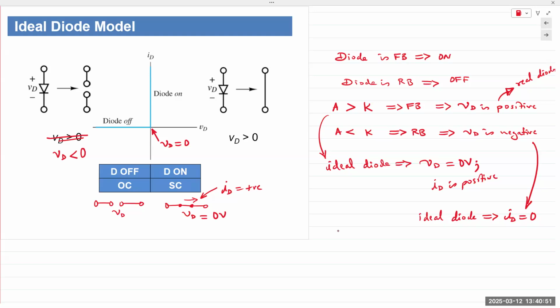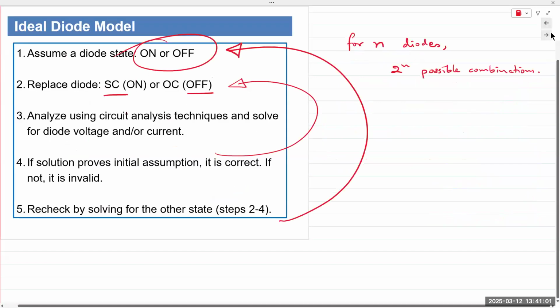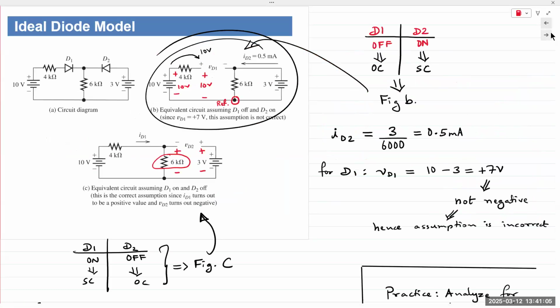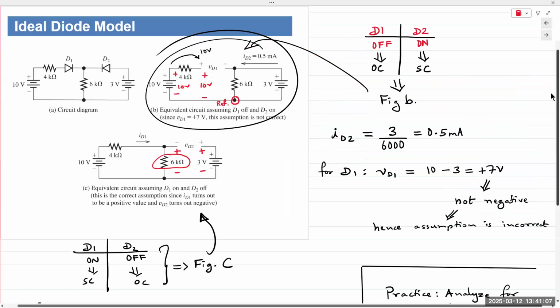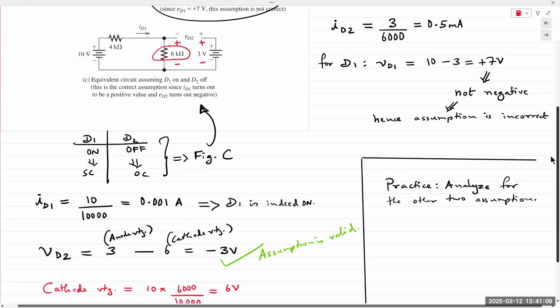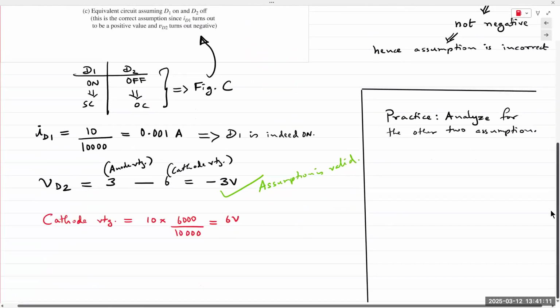If it's reverse bias, then VD must be negative and current should be equal to 0. No current can flow through, right? It's reverse bias, meaning VD should be negative. So you make an assumption and see if your assumption is correct or not. Then we had a problem where we had 2 diodes, and we solved those.